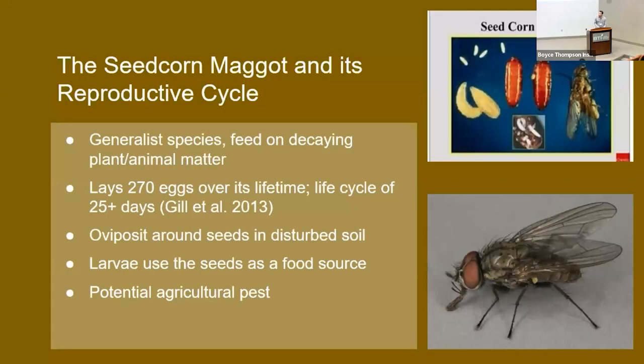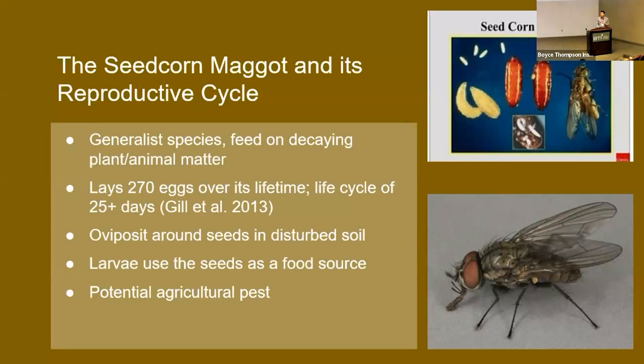Okay, so to begin, we have to talk about the reproductive cycle of the Seedcorn maggot. The Seedcorn maggot is a generalist fly species, and it feeds on decaying plant and animal matter. It lays about 270 eggs over the course of its life, and it has a lifespan of just over 24 to 25 days. The way they reproduce is they oviposit around seeds in disturbed soil, which is usually freshly tilled, freshly planted soil.